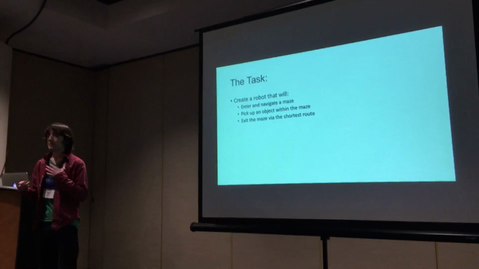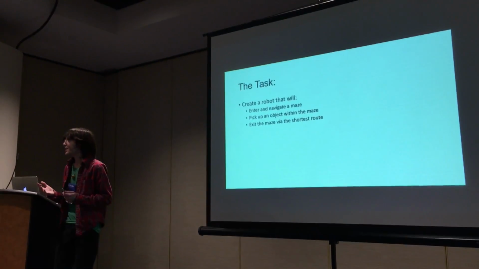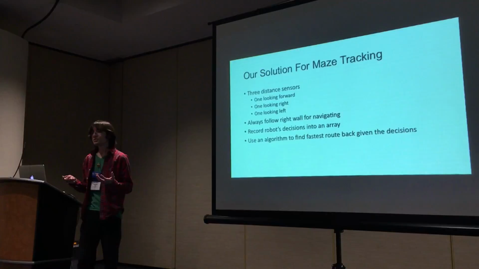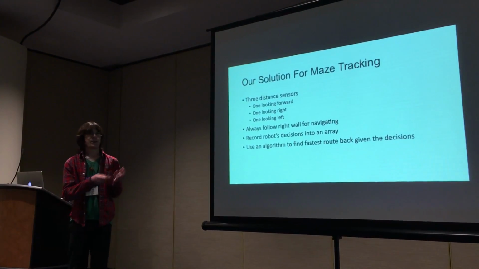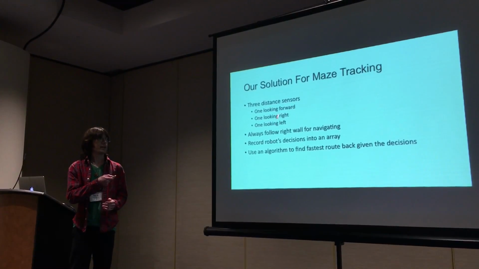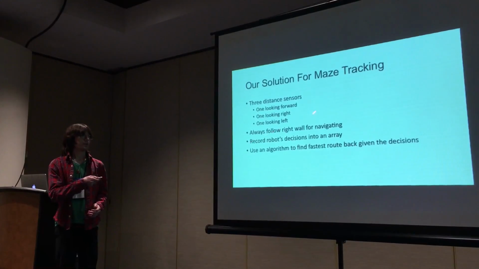The shortest route. This presentation will focus more on the algorithm I wrote to find the shortest way out of the maze. So our solution for the maze tracking is we have 3 distance sensors on the robot, one facing forward, one looking to the right, and one looking to the left.